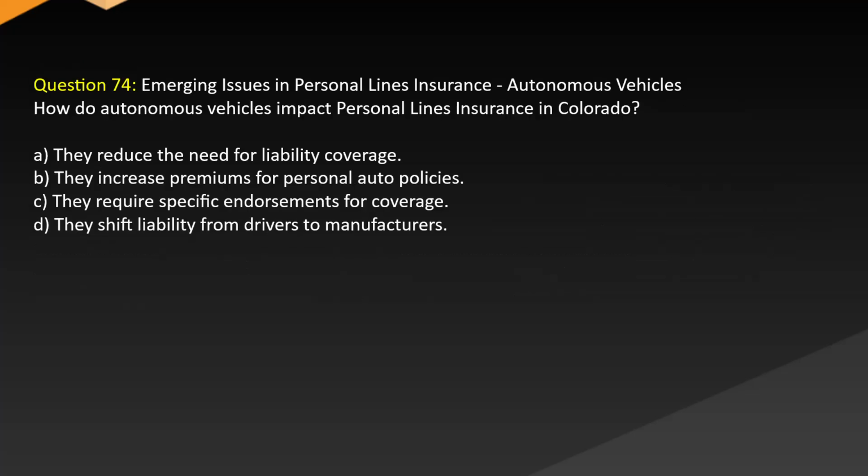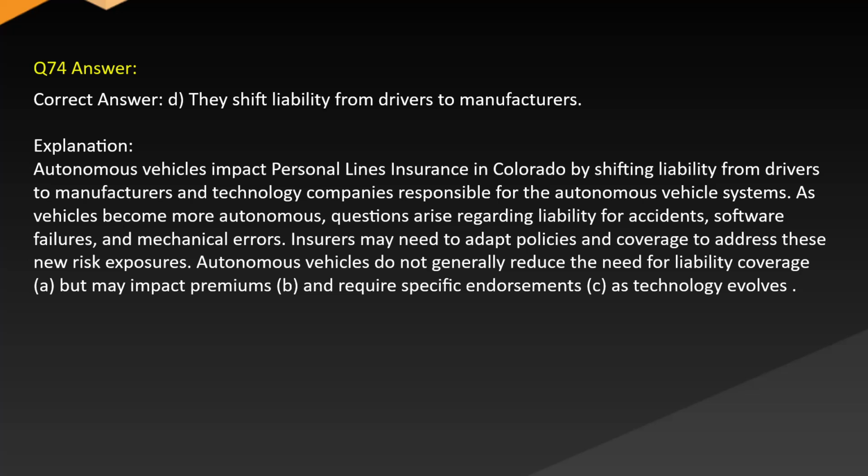Question 74. Emerging issues in personal lines insurance. Autonomous vehicles. How do autonomous vehicles impact personal lines insurance in Colorado? A. They reduce the need for liability coverage. B. They increase premiums for personal auto policies. C. They require specific endorsements for coverage. D. They shift liability from drivers to manufacturers. Correct answer: D. They shift liability from drivers to manufacturers.